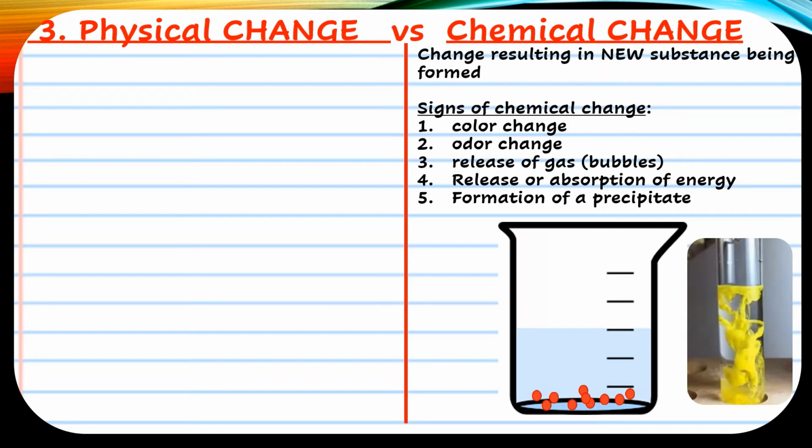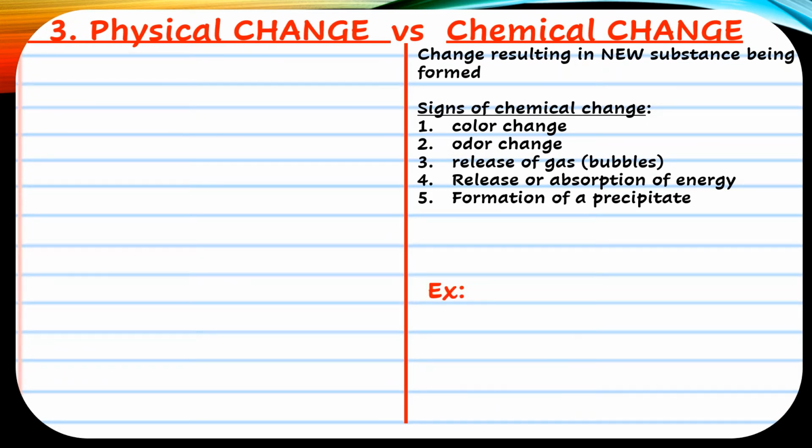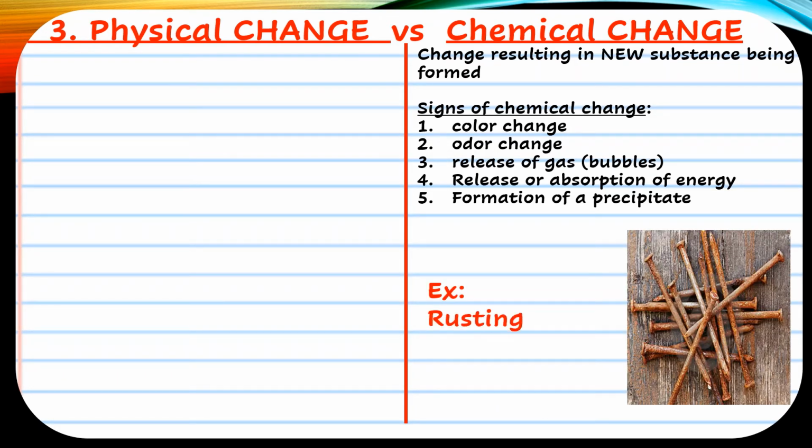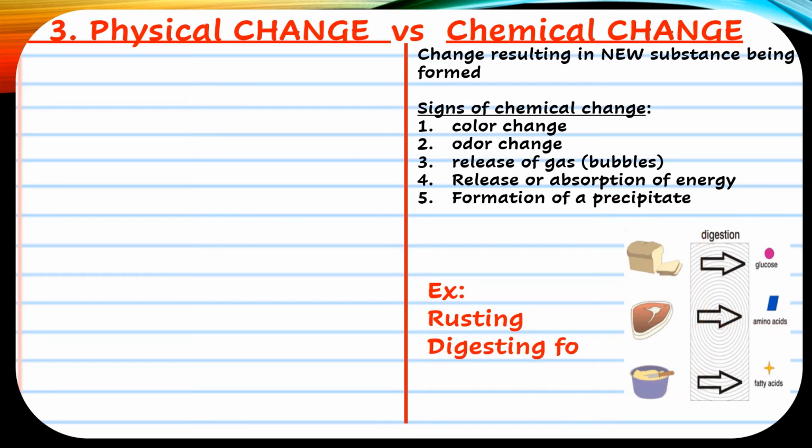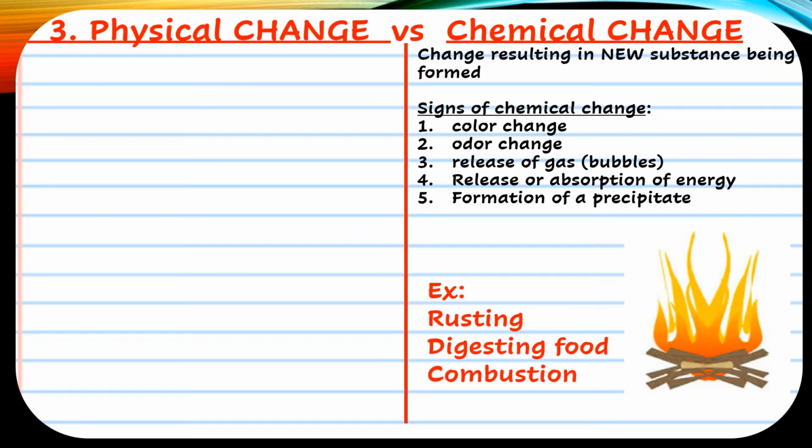Now, some reactions will have a combination of these, but you only need one sign visible to say that's a chemical change. Some examples of the chemical change could be rusting. We see that they have turned brown. That color change tells us there's a chemical change occurring. Digestion of food. Combustion. Combustion is just a fancy word for burning. And after you burn a log, you can see that the color has changed. While it was burning, you saw energy being released. You're going to notice an odor change as it's burning. So many signs there that it's a chemical change.